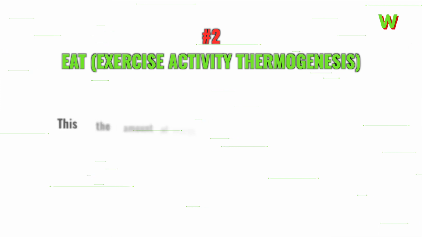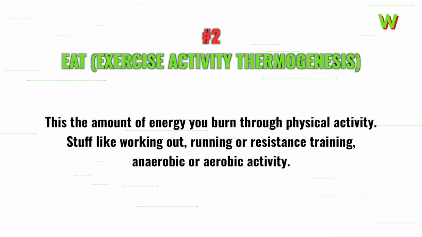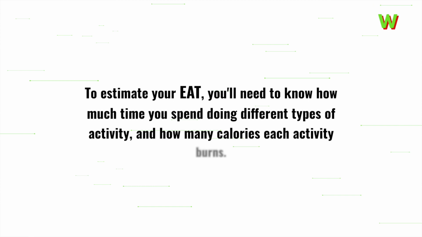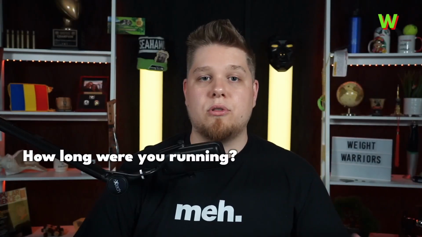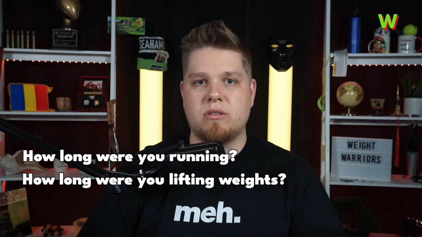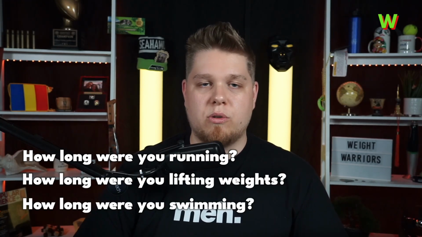Next is EAT, or exercise activity thermogenesis, which is the amount of energy you burn through physical activity like working out. Stuff like running, resistance training, anaerobic, aerobic activity. To estimate your EAT, you'll need to know a couple things, mostly how much time and the type of activity that you're doing. So how long were you running? How long were you lifting weights? How long were you swimming? Those sorts of things, you can kind of figure out how many calories you actually burned during that activity.